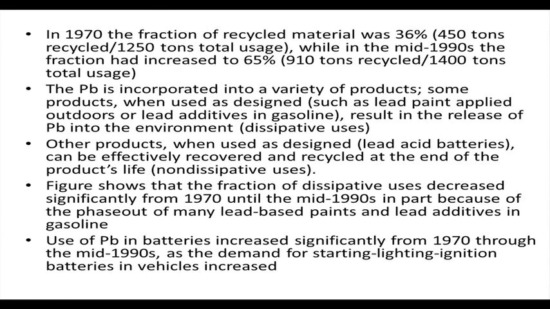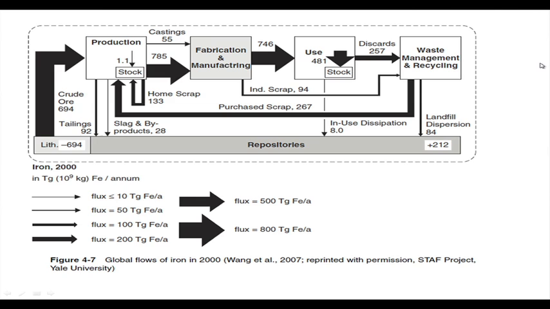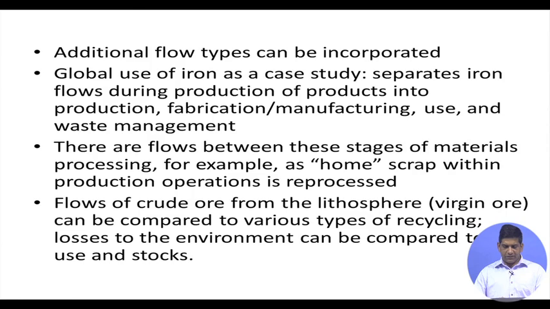The figure also showed that the fraction of dissipative uses decreased significantly because of the phase out of many lead-based paints and lead additive gasoline. Use of lead in batteries has increased significantly as demand for starting, lighting and ignition batteries in vehicles has increased. So that gives you an idea of how things have been moving for a certain metal. Now let's look at a different metal, the global flow of iron, and we'll try to see this in a different kind of scenario.